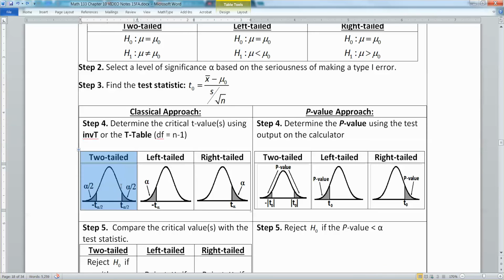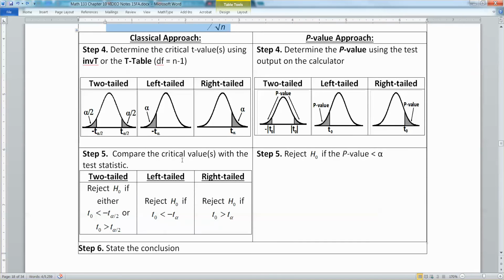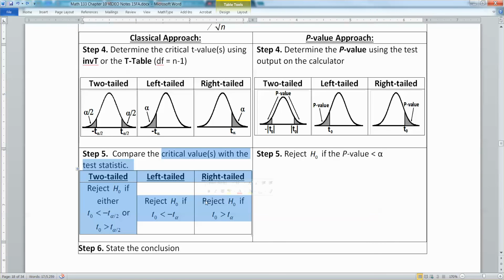So there's the two-tailed picture, the left-tailed picture, the right-tailed picture for the classical method. Or we could use the p-value method, and the pictures look the same, but they're not, because the p-value method uses the test statistic found in part 3 to label our axes. Then in step 5, we have to make decisions, either to reject or not reject the null hypothesis, either based off of the classical method being less than or equal to, or greater than the critical values, depending on which kind of problem you're doing.